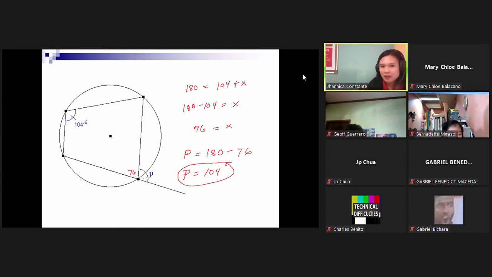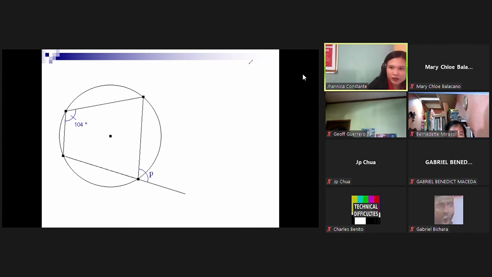Or it has a property: the exterior angle of your quadrilateral is equal to its opposite angle. So if you're looking for the exterior angle, it's equal to the opposite angle, which is 104. So, let's have another example applying the property of circle that we have.